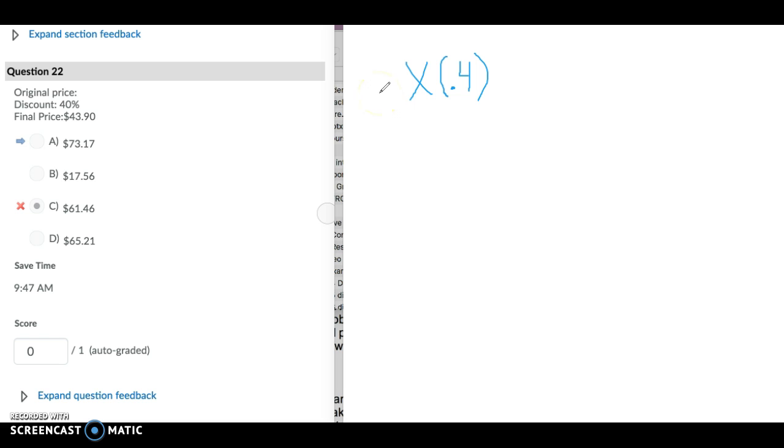So say I had something that was $10. I would take 40%, which would be $4, and I would subtract it from the original amount. So I would do the original amount minus my discount.